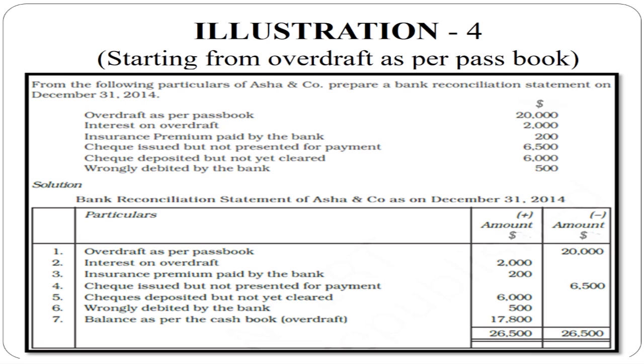So at the end, we will find the total of plus and negative side, and we will find that the plus side is falling short by $17,800. Now this is balance as per cash book, and if it is on the plus side, it will be overdraft. So finally, we find the answer, that is balance as per cash book, overdraft $17,800.